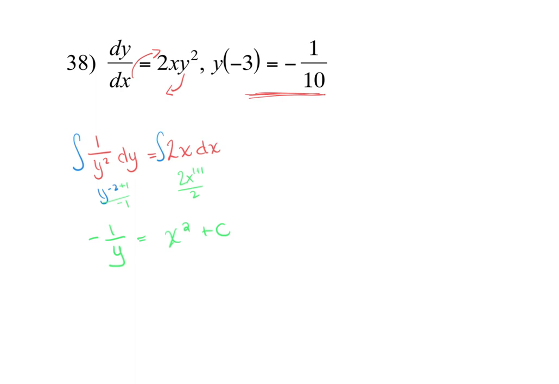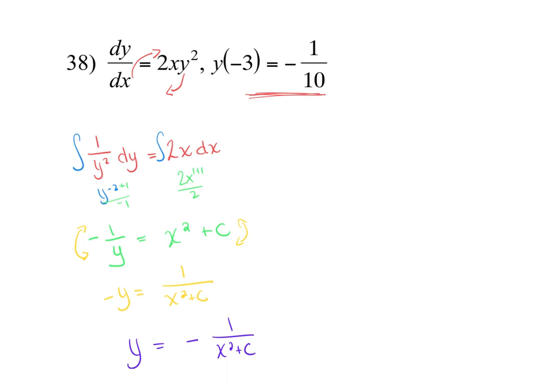So if I need to solve for y, I need first of all y on top. I can reciprocate both sides to do that. So I can reciprocate this and I can reciprocate this. So over here I would have negative y, and over here I have 1 over x squared plus c. And then I need to get rid of that negative. So I would just multiply both sides by negative 1. I get y equals negative 1 over x squared plus c. Okay? That is my general solution.